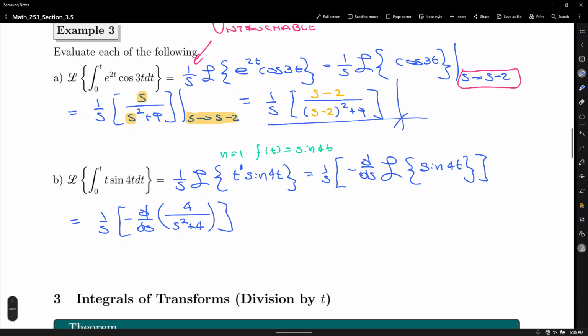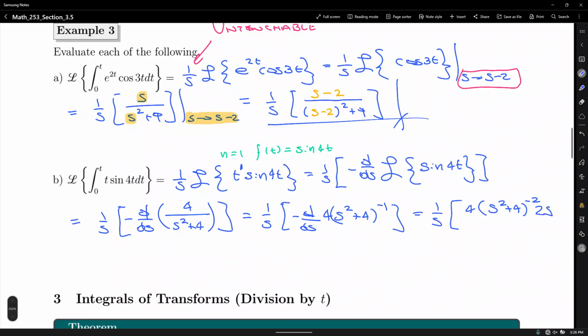Well, let's differentiate this one. We did something like this before, remember? So this will be 1 over s times negative the derivative with respect to s. I'm going to rewrite this in a more convenient form: 4 times s squared plus 4 to the negative 1, and use a mini chain rule here. Negative 1 times negative, doesn't that become positive now? So this would be 1 over s times 4 times s squared plus 4 to the negative 2 times 2s.